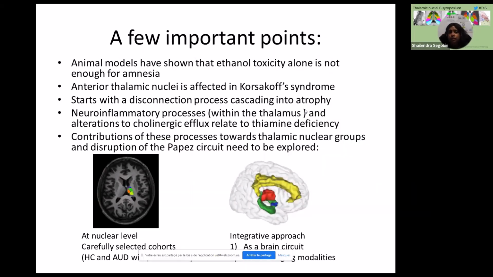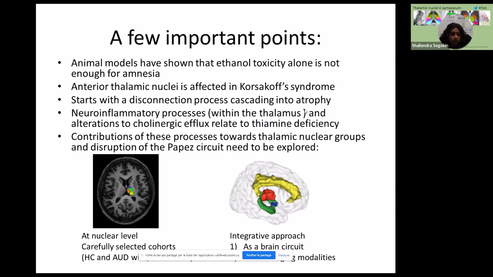So a few important points to conclude. Animal models have shown that ethanol toxicity alone is not enough for amnesia. We have seen that the anterior thalamic nuclei is affected in Korsakoff syndrome in a pathophysiological process that starts with a disconnection and then cascades into atrophy. Other processes within the thalamus may be present. Among others are neuroinflammatory processes or alterations to cholinergic efflux that is known to be related to the observed thiamine deficiency.